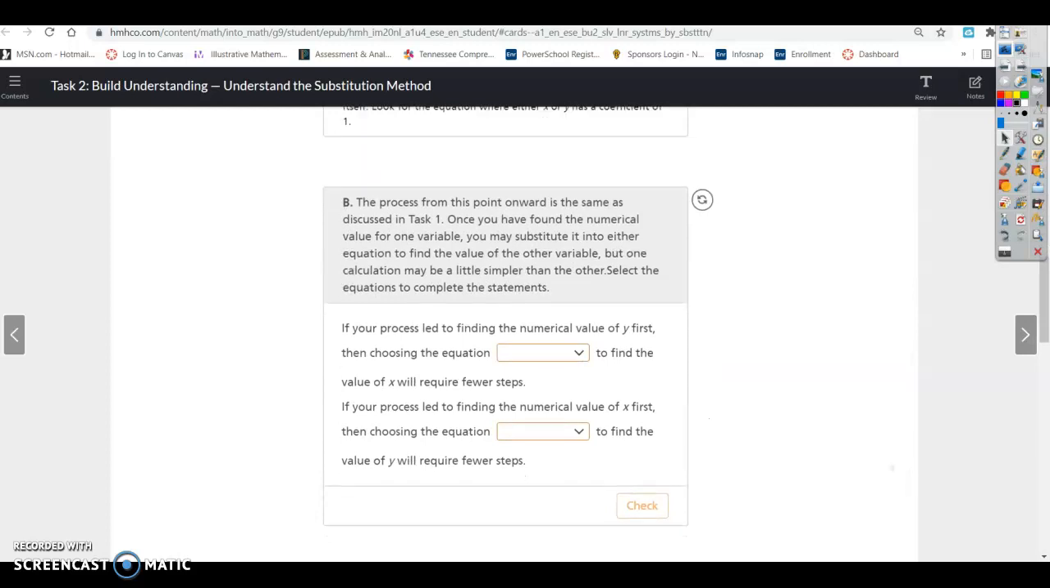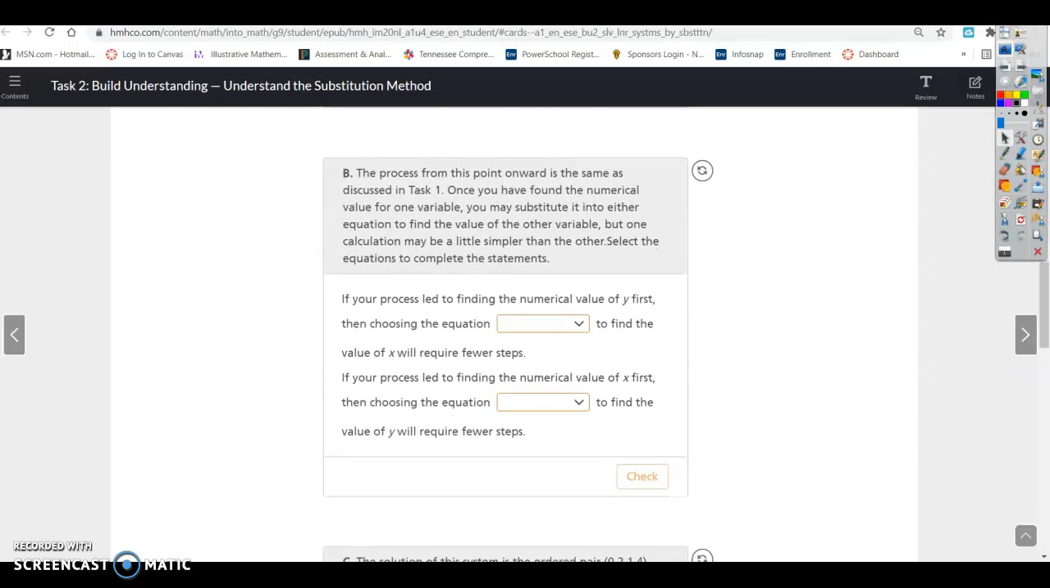All right, so it says the process from this point onward is the same as discussed in task 1. Once you have found the numerical value for one variable, you may substitute it into either equation to find the value of the other variable. But one calculation may be a little simpler than the other. Select the equation to complete the statement.